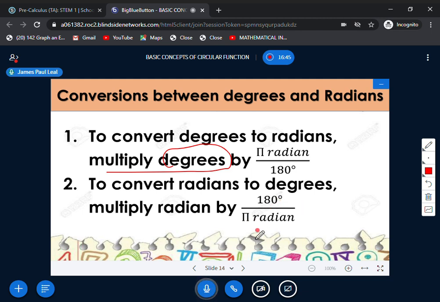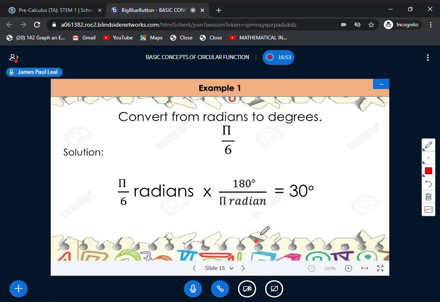Okay? So, of course, to cancel out, so that we lead to what we are looking for, degrees, or it can be radian as well. So for you to understand more, let's have an example. We have here example number 1. Let's convert this radian. This will be in radian form. Always remember, when it's in radian, there is always pi. So this will be in radian, and we have to convert this one into degrees.